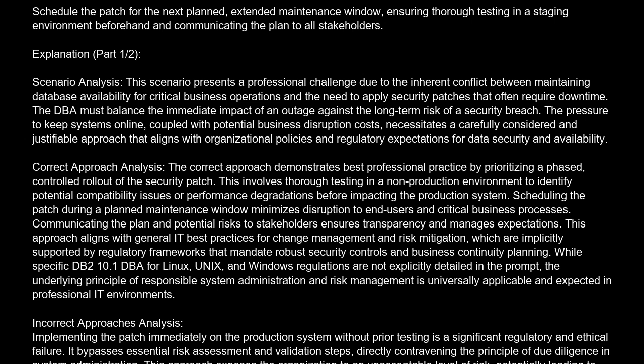Incorrect approaches analysis. Implementing the patch immediately on the production system without prior testing is a significant regulatory and ethical failure.